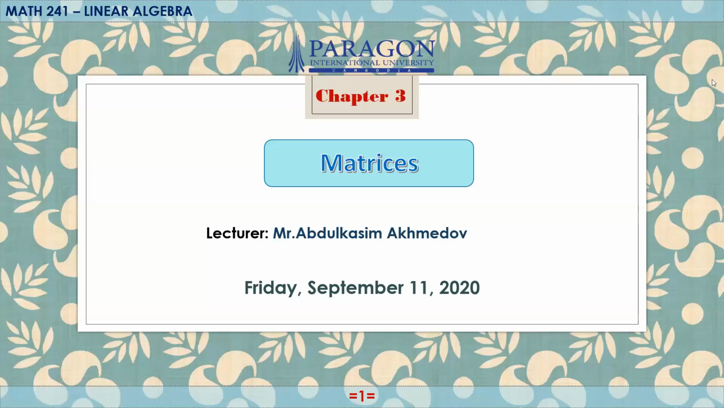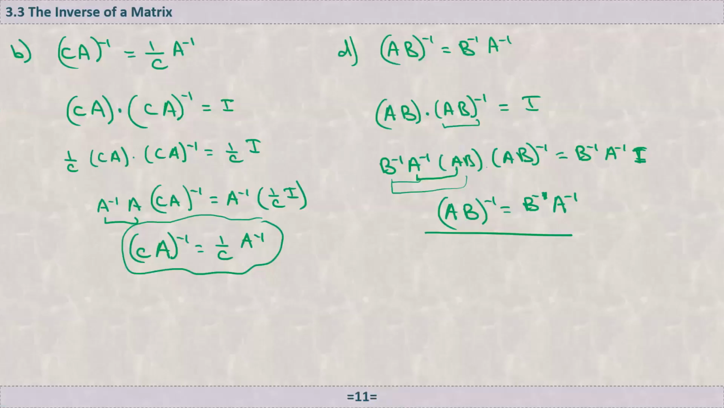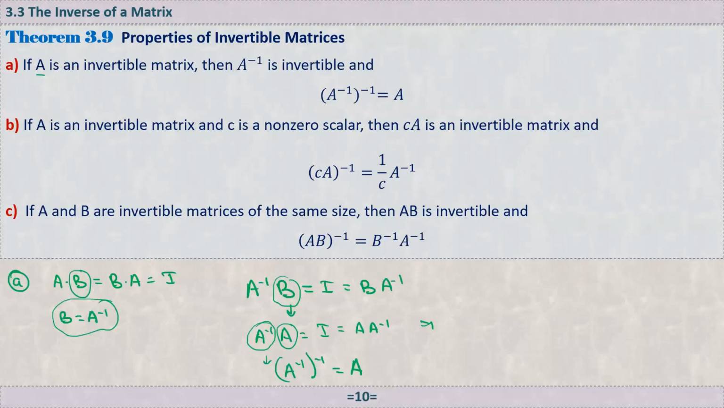All right. Today, September 11th, 2020. Where we stopped last time, I think we were talking about a theorem, properties of invertible matrices. For the first ones, we have already proved three of them. We will continue from here today.